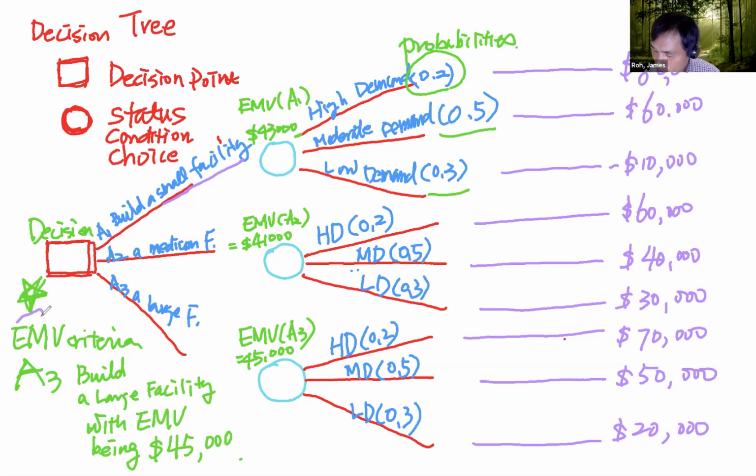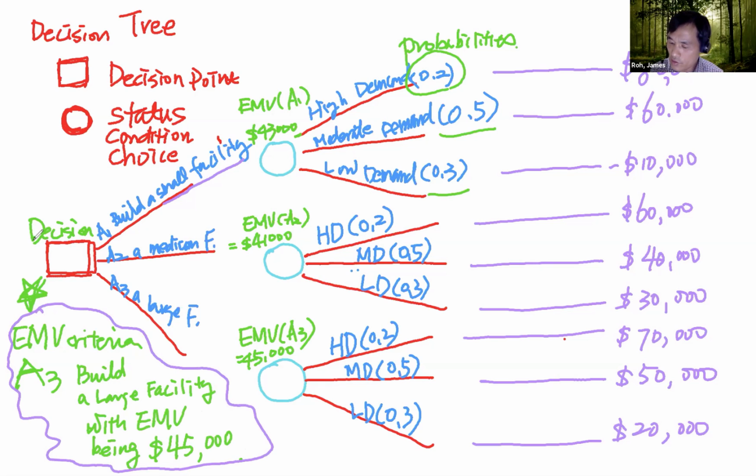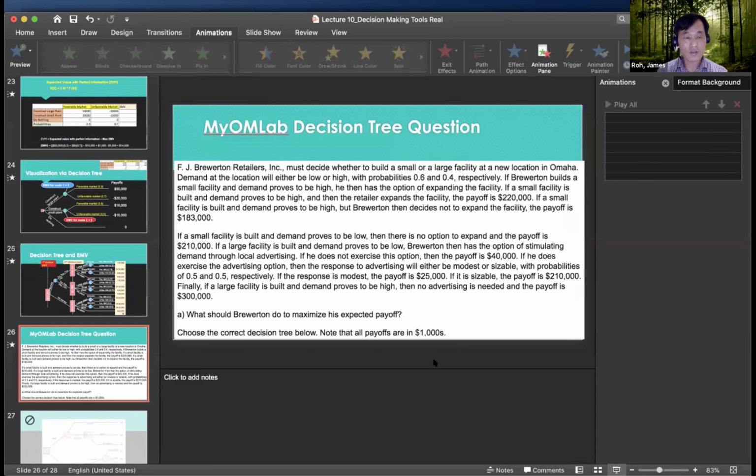So if you're using EMV, then this is going to be your answer in this decision point. All right, so that's how you are going to translate the decision tree and calculate EMV and everything and find it out. Let's go to this question.